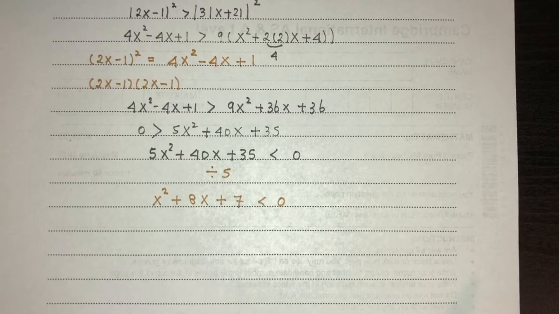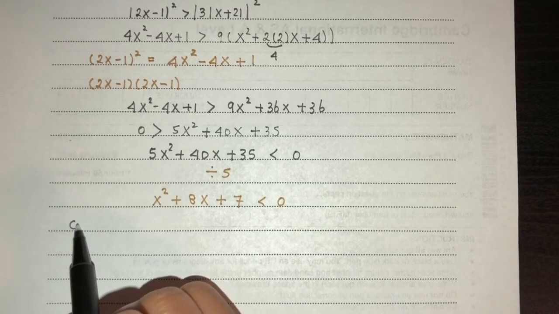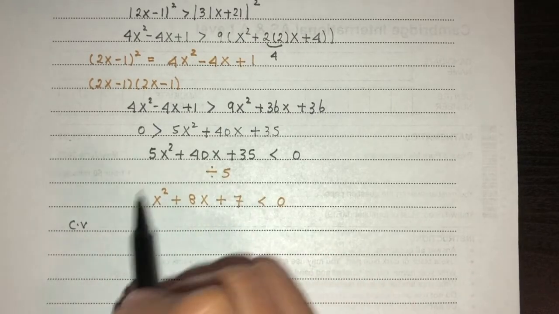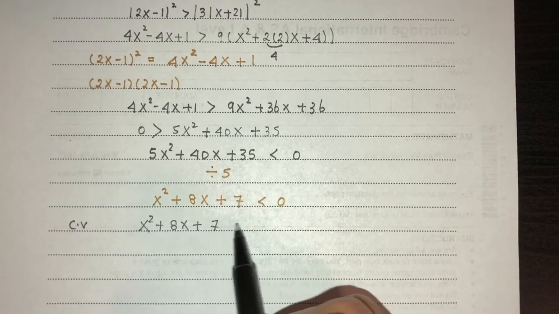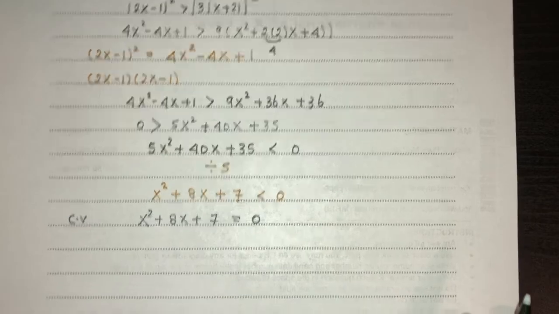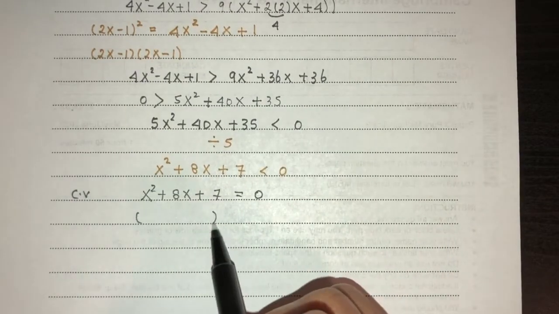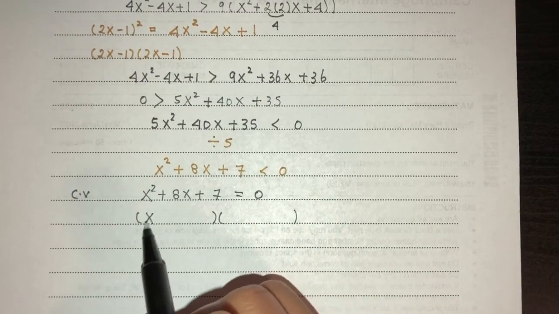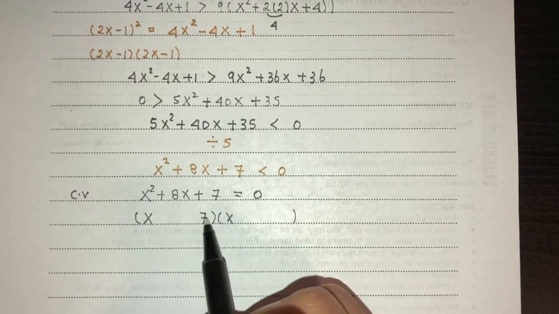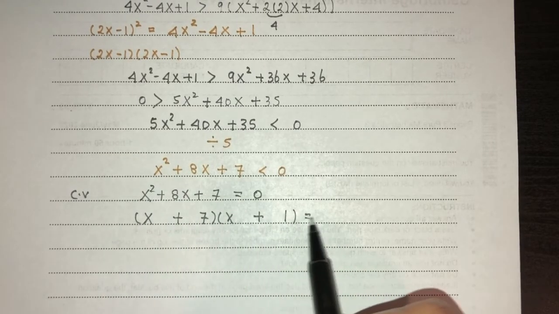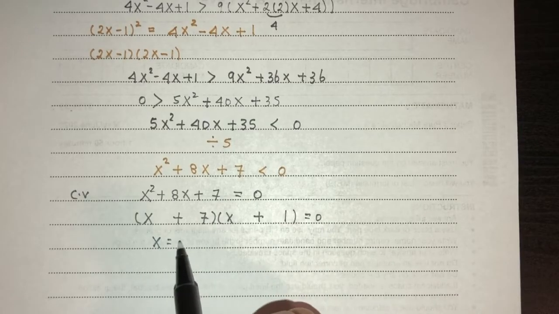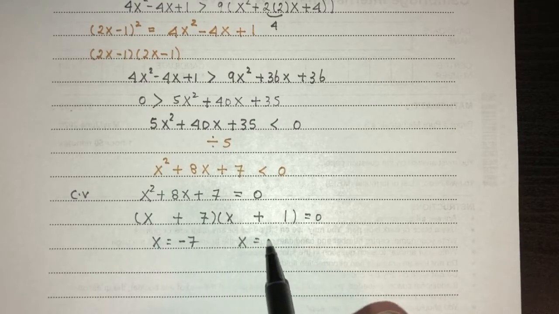So we have to first find the critical values of x. So we take the same equation, which is this, and we equate it to 0. Now we can just factorize. x squared is x times x. 7 is 7 times 1. To get plus 8, we have to have plus 7 and plus 1. So your values will be x is minus 7, x is minus 1. But these are the critical values and not your final answer.